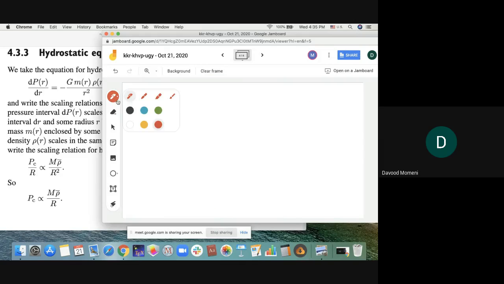So finally you can show that the central pressure depends on M and should be scaled like this. And pressure should be scaled as P over Pc. And this is the Pc. I mean, Pc will be here.